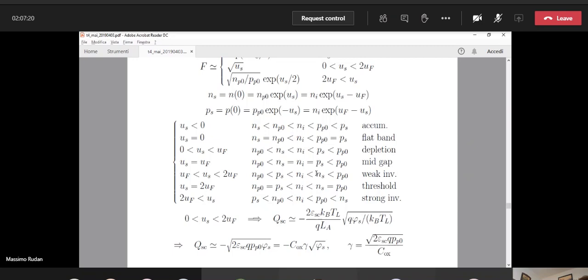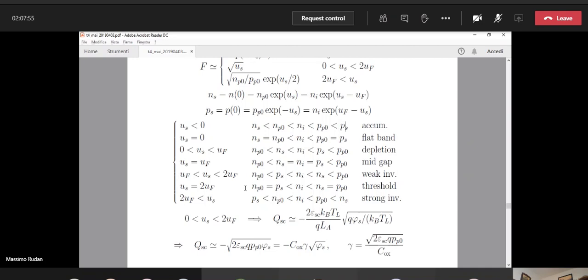Then, if we keep increasing, we reach the condition US equal to 2UF. At this point, the surface concentration of the electrons becomes equal to the asymptotic concentration of the holes, and vice versa, the surface concentration of the holes becomes equal to the asymptotic concentration of the electrons. So we call this condition threshold of the strong inversion.